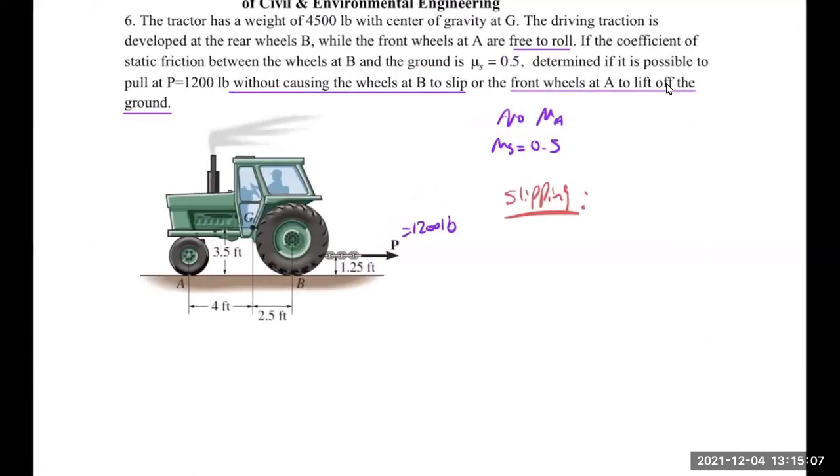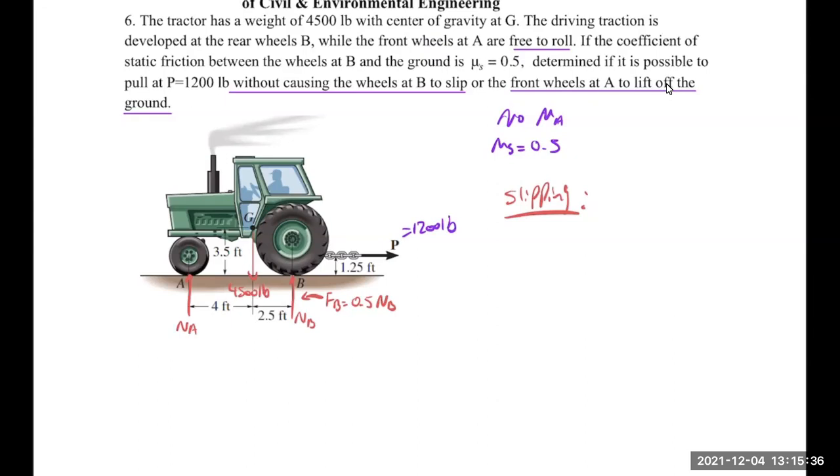first, I have to draw the free body diagram. So I have NA right here, NB right here, FB, so 0.5 NB. It's going to the left since the motion is going to the right. Then I have the weight at the center of gravity G, which is 4,500 pounds. So I have all the necessary information I needed.